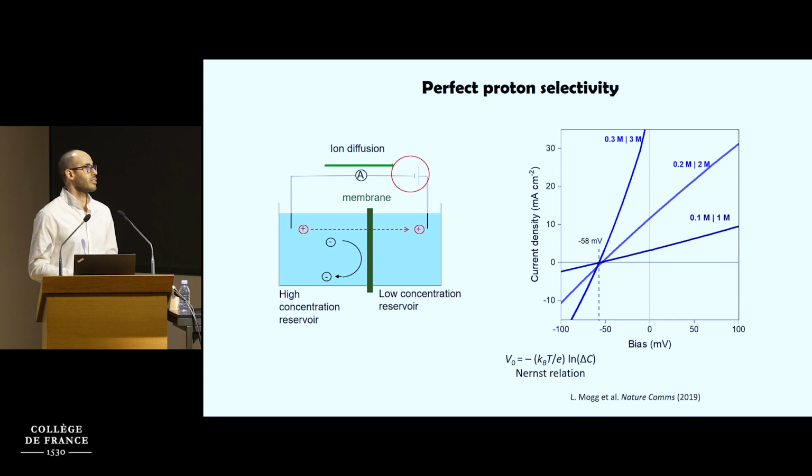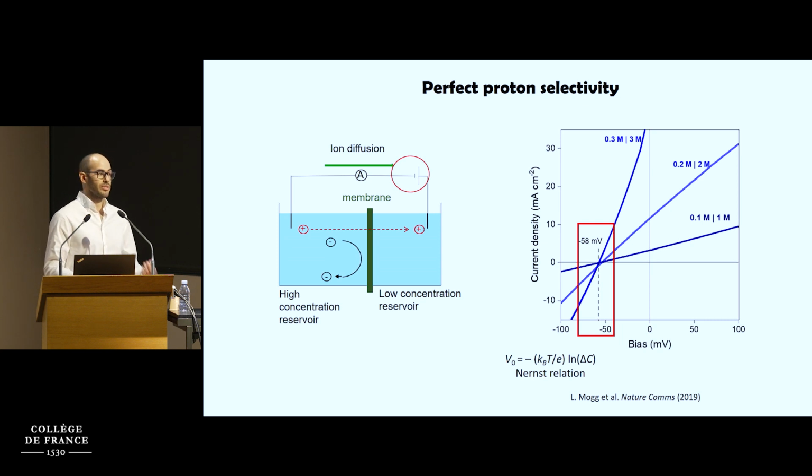This is for hexagonal boron nitride. This is current density versus voltage. And what we did is on either side, we put a concentration factor of 10 in hydrochloric acid. So this is 0.1 molar and 1 molar, 0.2 and 2, 0.3 and 3. And what you see is that the absolute value of the current, of course, increases. But the interesting thing is that the voltage necessary to stop the current is always this perfect selectivity potential, 58 millivolts per decade. And what this tells you is that the chlorine ions are being blocked in this system and that the crystals are perfectly selective to protons.